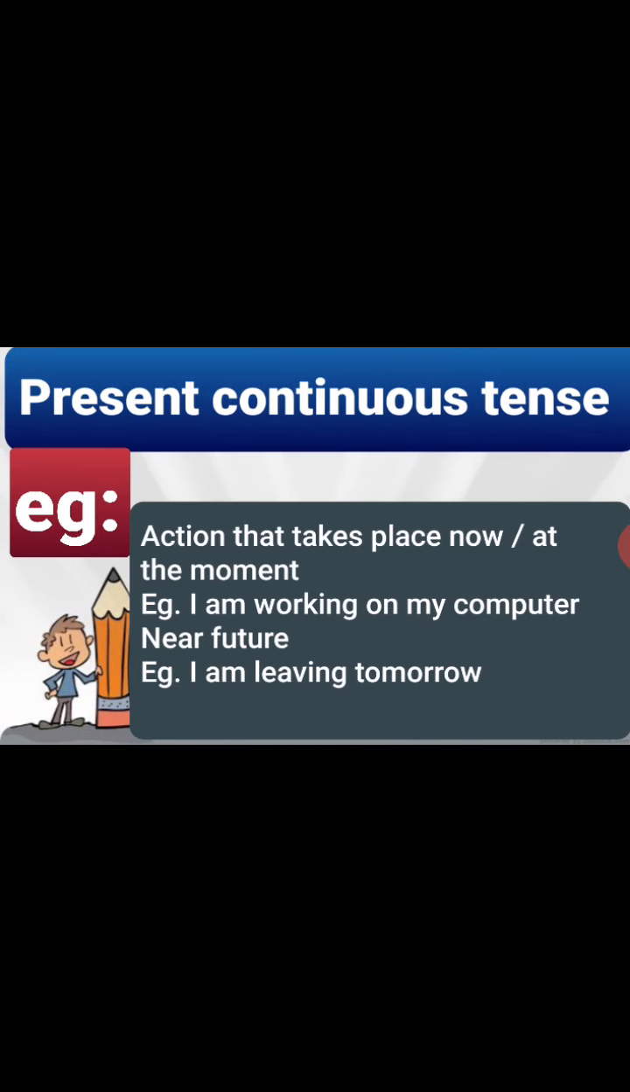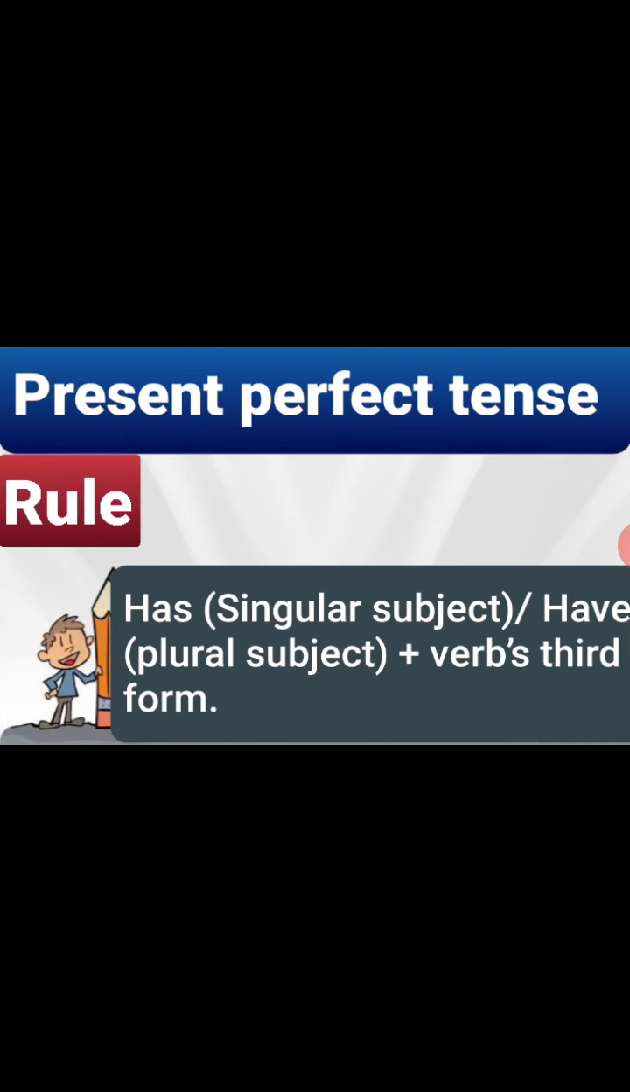Now students, look at the sentence where we used action that takes place now or at the moment. Students, for example, I am working on my computer. Near future: I am leaving tomorrow. It means the thing is going on. Understand?